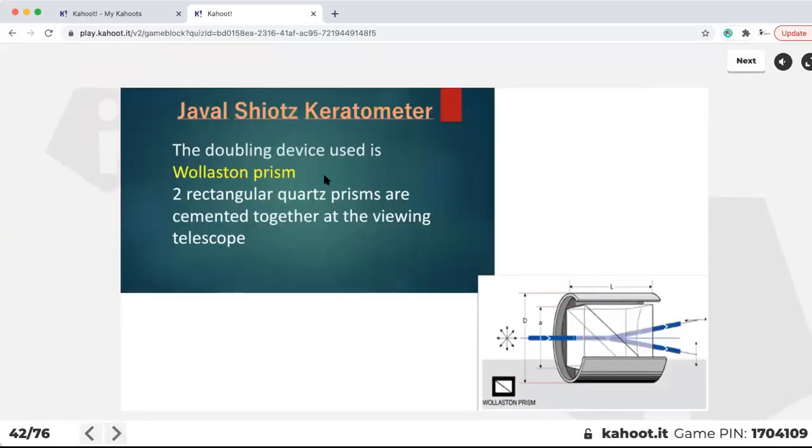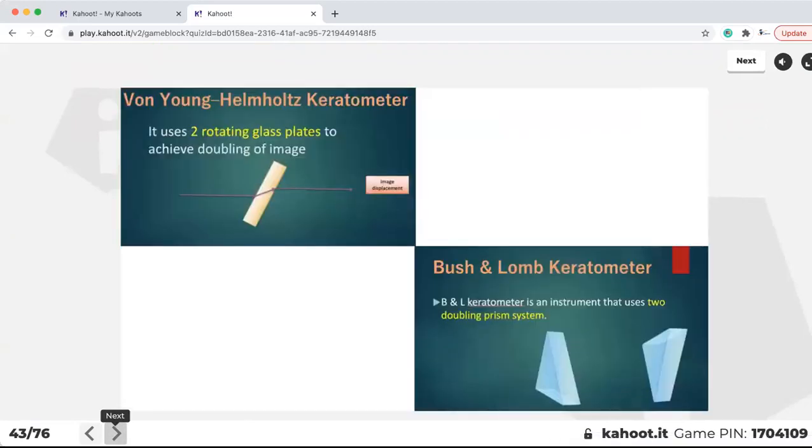On the other hand, the keratometer that uses a prism is called the Javal-Schiotz keratometer, in which the Wollaston prism is used. There are other keratometers, as you know, so let's just revise them. We have the von Jaeger-Helmholtz keratometer, which uses two rotating glasses as a doubling device. On the other hand, the Bausch and Lomb keratometer uses two vertical prisms as doubling devices.